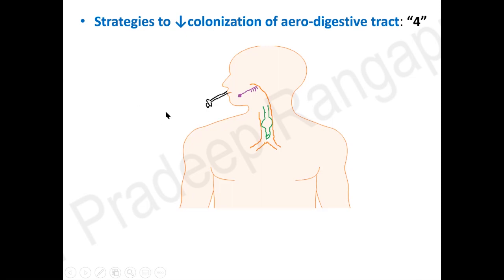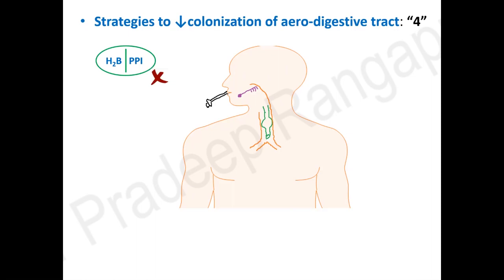There are four strategies. One, which we all follow, is that orotracheal intubation is better than nasotracheal intubation, and I'm sure all of us adopt this as a standard of care. The second important thing is to keep the oral cavity clean by maintaining good oral hygiene with chlorhexidine rinses or oral decontamination. This goes a long way in reducing VAP, and there are studies which I'll take you through.